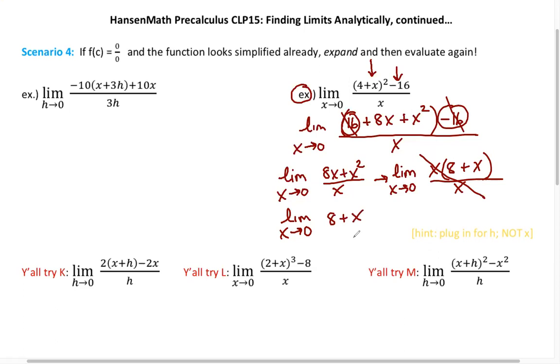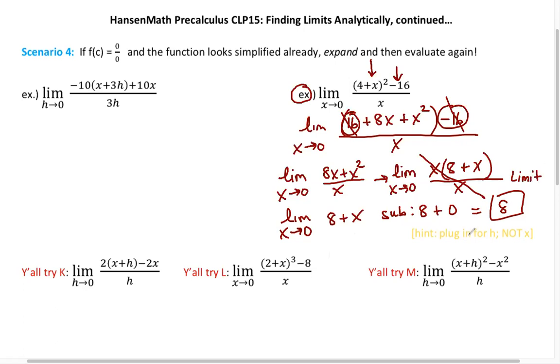Okay, now let's evaluate x at 0. Let's plug this in. So via substitution, we have 8 plus, instead of x, we're going to plug in 0. 8 plus 0 is just 8. So as x approaches 0, our limit is 8. We actually can find it instead of getting stuck with 0 over 0 right out of the gate. So the limit here is 8.